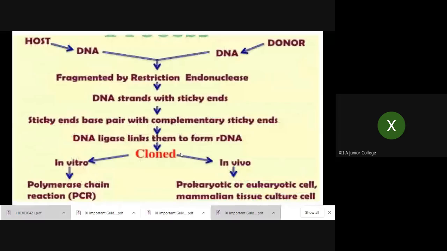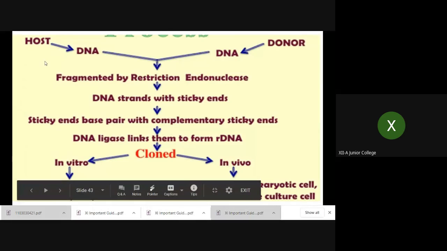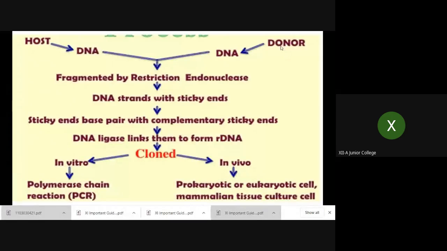Now this is one more chart, which is given in your textbook itself. See here, you can see the DNA is removed from the donor, just like the donor, if insulin, one of the human beings, you consider as the DNA, then fragmentation by restriction endonuclease, the same steps which I explained, they are shown in this flow chart.